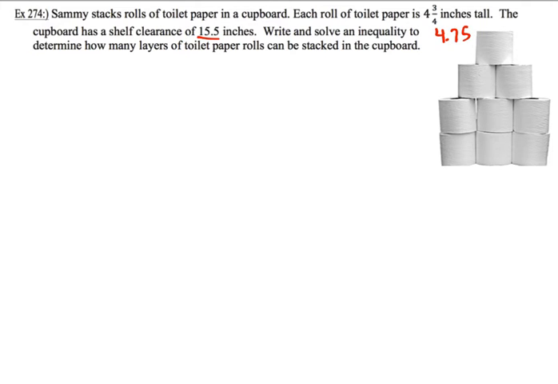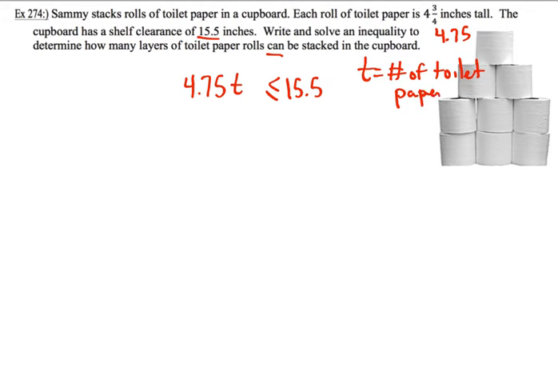Okay, in order for it to be stacked, it's got to be small enough. So the space in the cupboard is 15.5 inches. We need to be less than that. Now it's 4.75 times the number of toilet paper rolls. Let's make t equal the number of toilet paper rolls. Not tolls, rolls.